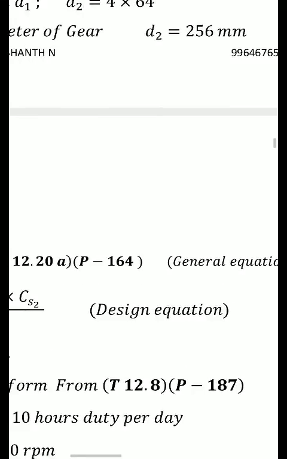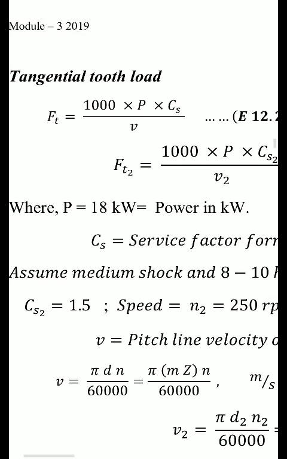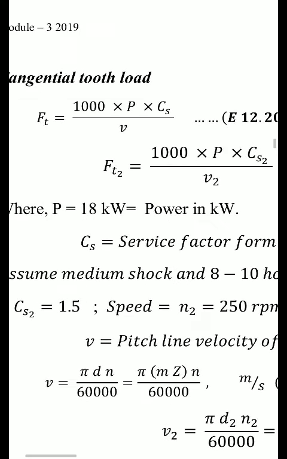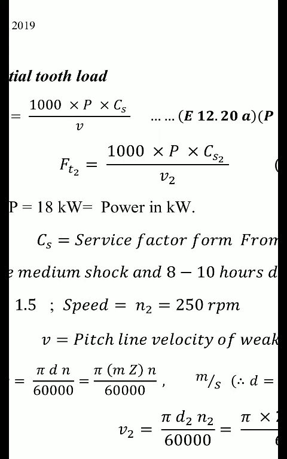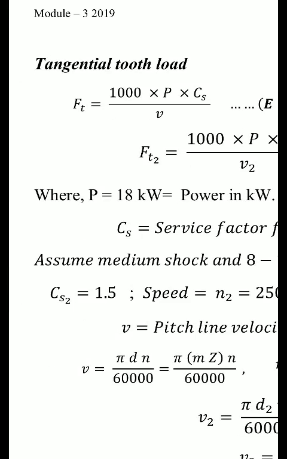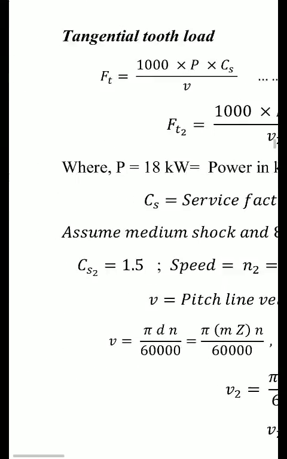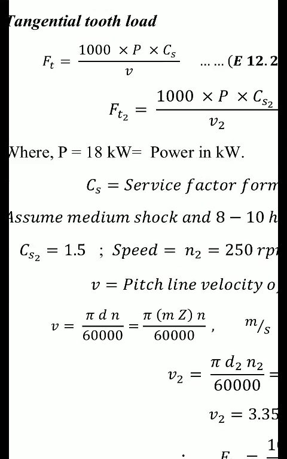So that, and the same thing, find out the tangential tooth load Ft is equal to 1000 into P into Cs divided by service factor, divided by velocity. In this case Ft2, okay, we are supposed to take the Ft2 because the gear is a weaker member. So we should consider Ft2, not Ft1. Ft2, this is the design equation, 1000 into P into Cs divided by V2. P is equal to 18 kilowatt power.